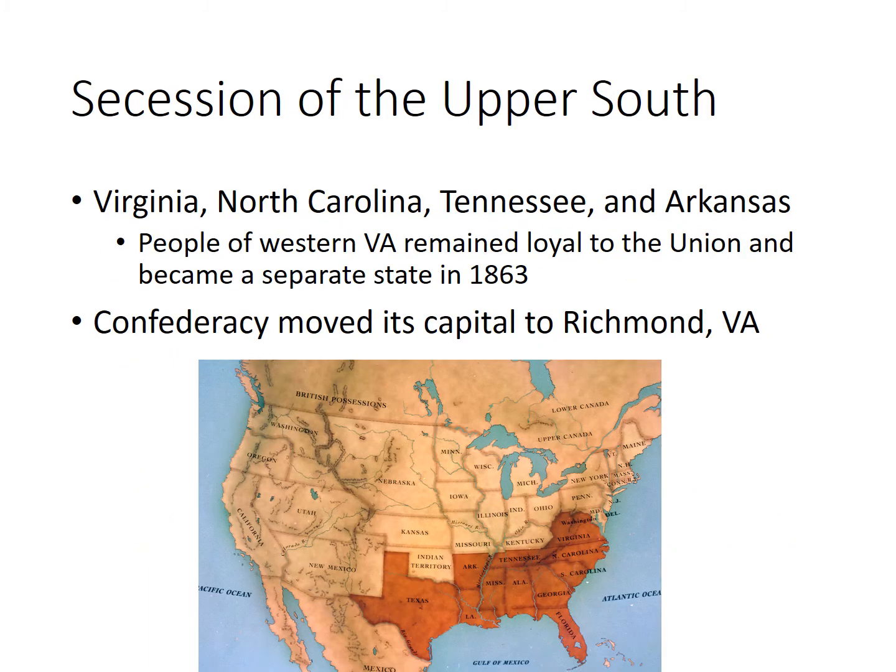Okay, so Virginia, North Carolina, Tennessee, and Arkansas seceded from the Union early in 1861. The people of Western Virginia, however, remained loyal to the Union and ultimately became a separate state known as West Virginia in 1863. The Confederacy then moved its capital to Richmond, Virginia, making it a much closer capital to Washington, D.C.